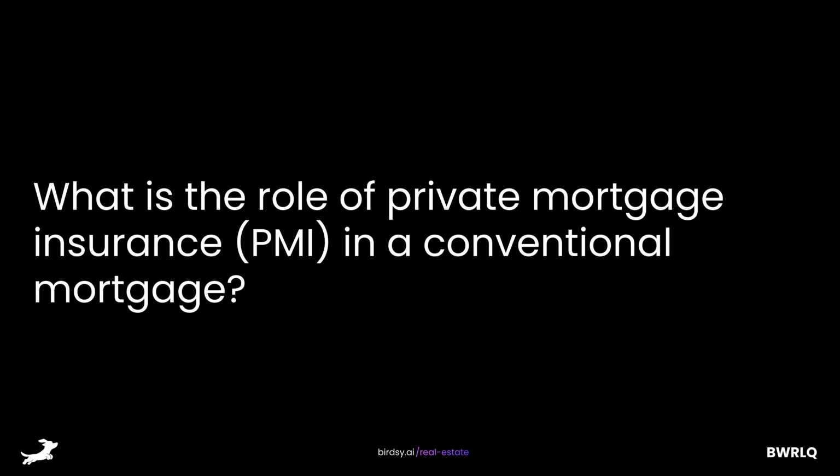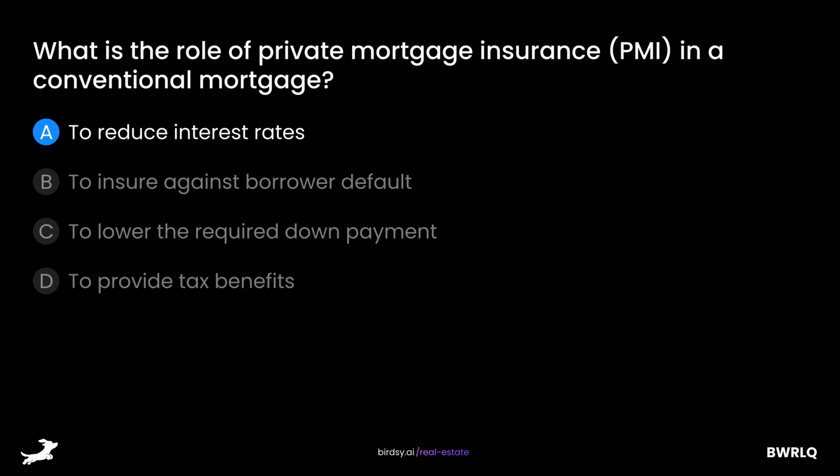What is the role of private mortgage insurance in a conventional mortgage? Is it A, to reduce interest rates? B, to insure against borrower default? C, to lower the required down payment? Or D, to provide tax benefits? The answer is B, to insure against borrower default.